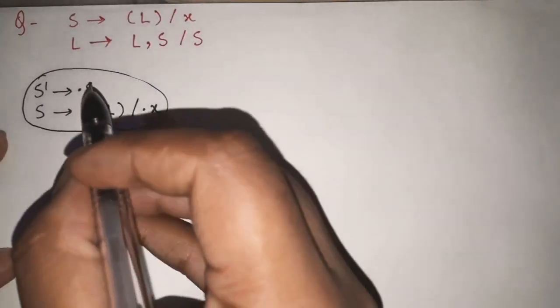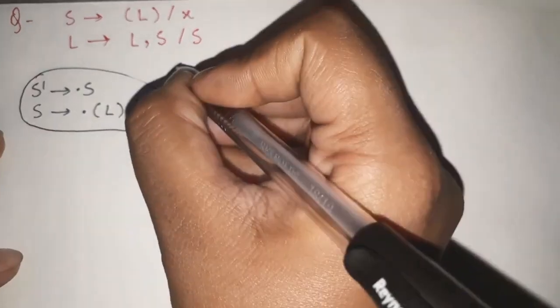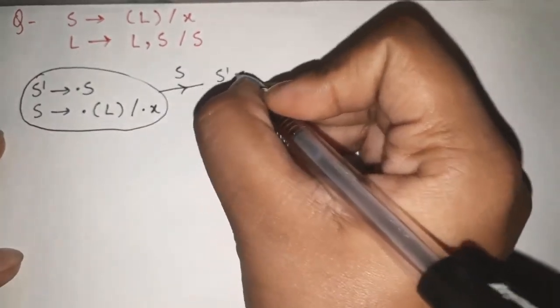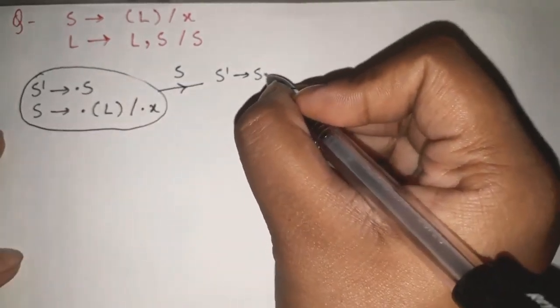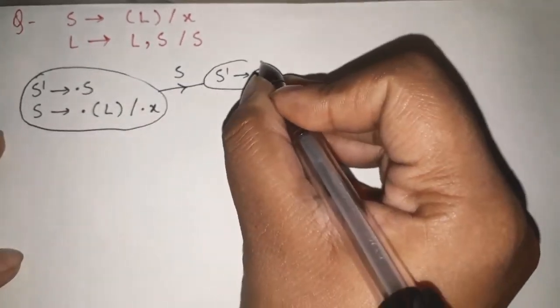Now after the dot I am having S, so I will have one production from here for capital S. That will be S' gives S., the dot shifted by 1. And this is my second state.